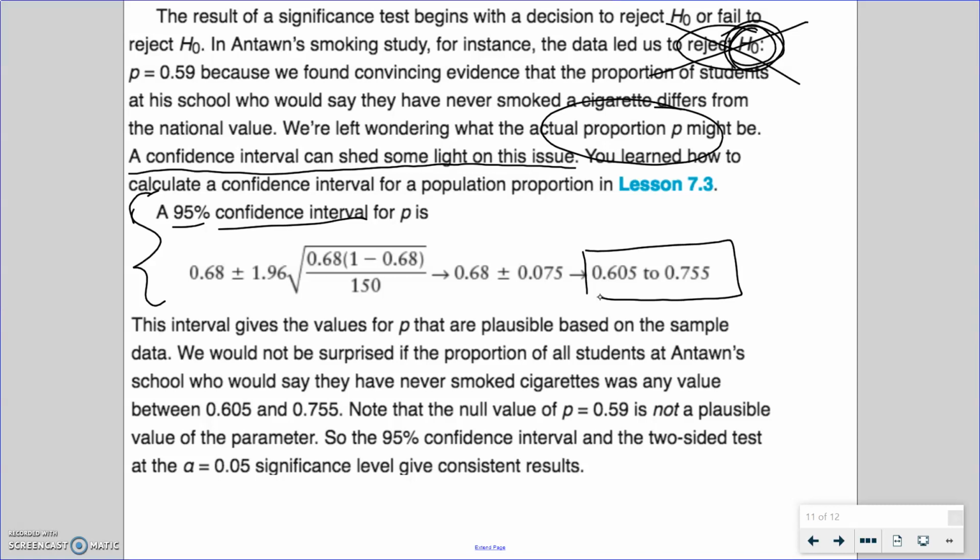Now, don't forget though, make sure that you're using, notice how in this case, they're using the p-hat, right? The 0.68 or the 68%, not the 59, because we just disproved p. We disproved p is 59%. Now we can use our p-hat and go from there, right? Because we're estimating what the true p is, okay?